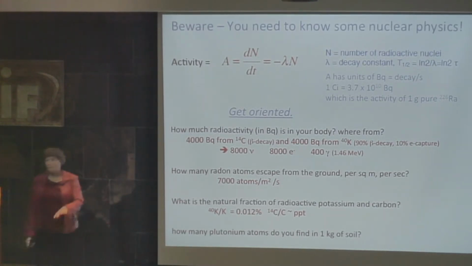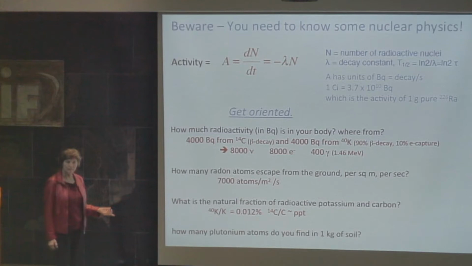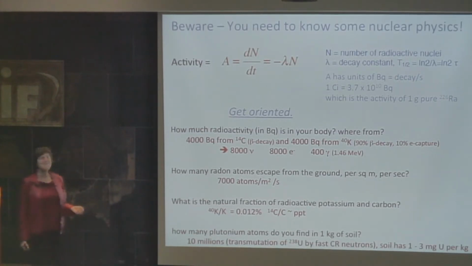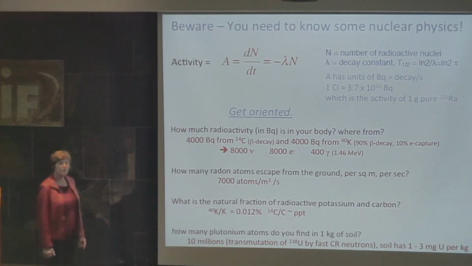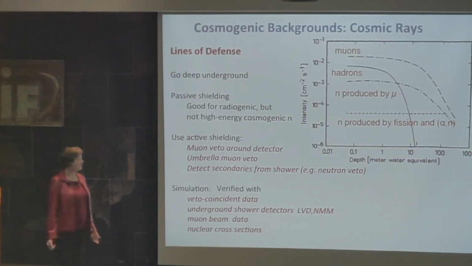And every time you take up some soil, of course, there's some places where there's more than others, but on average, if you take a kilogram of soil and you look in it, how many plutonium atoms? Don't say 1. All right. 10 millions. It's the transmutation of U-238 by fast cosmic ray neutrons. Okay, it's just happening all the time. The reason that happens is that you already have 1 to 3 milligrams of uranium in every kilogram of soil. So that makes life hard if you don't want any of that in your detector.